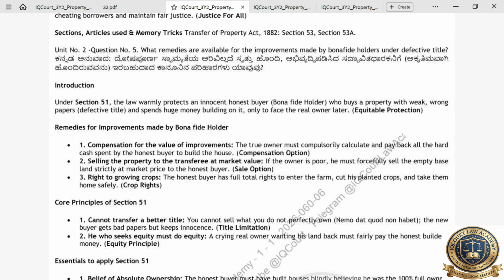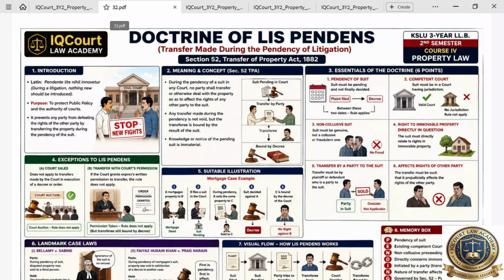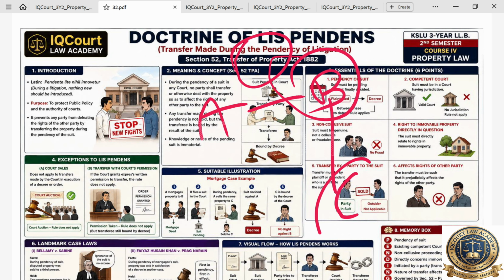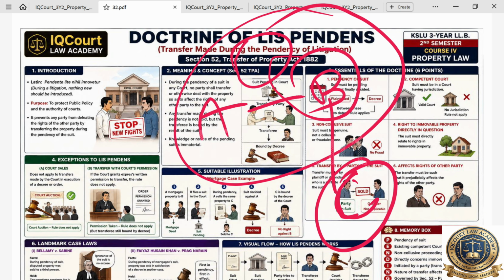Then we'll go to the 5th question. This is lis pendens. When there is a case, you can't sell the property to someone else. Even if sold, it will be subject to the court order. If it is in favor of the same person who sold the property, then it will be valid. If A and B are fighting for a specific property, and B sold the property to C during the lis pendens, when the case is before the court, and the judgment decree is given in favor of B, then this transfer will become valid.